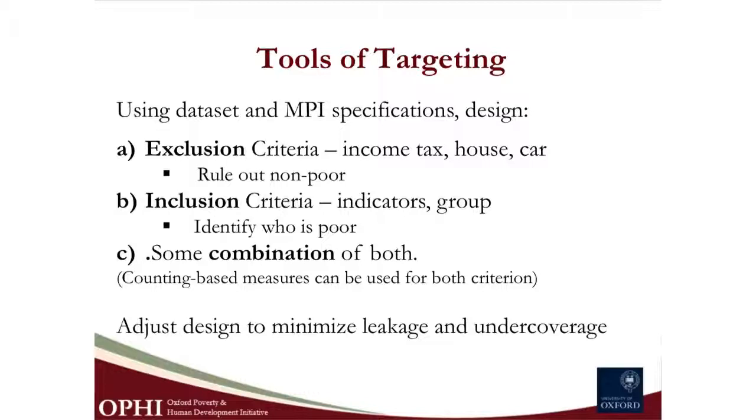So when you have these tools, then you can put together targeting measures, and basically they have one, two, or a combination of types. Either they exclude people who are clearly non-poor and leave the rest. So if you have a Mercedes, if you have a 6-room house, if you pay income tax in this bracket, you might be excluded, and it might be universal otherwise.